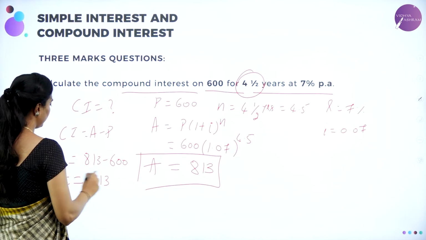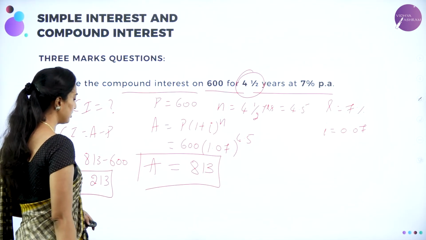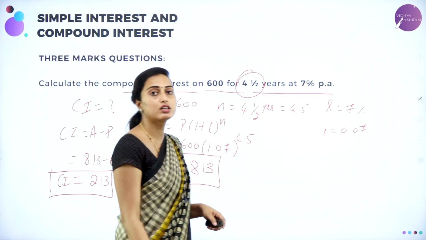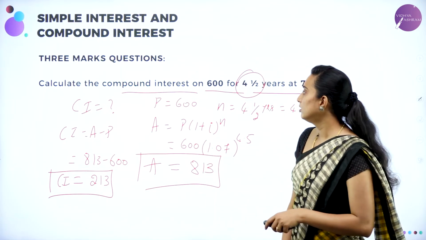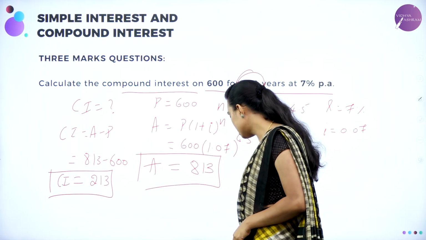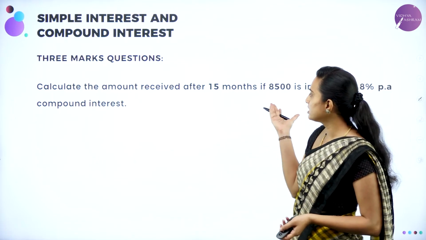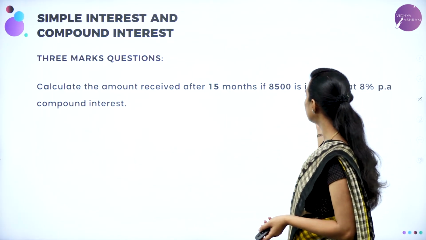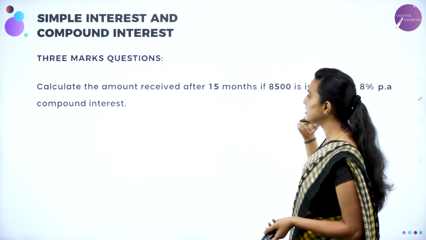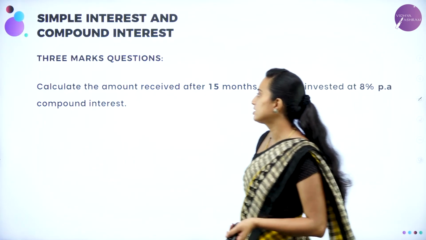That is your CI. Any doubt in this? You can ask. Okay, we'll move on to the next question. Calculate the amount received after 15 months if 8,500 is invested at 8% per annum compound interest.